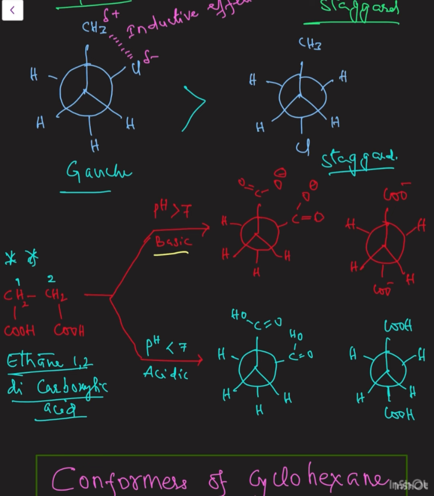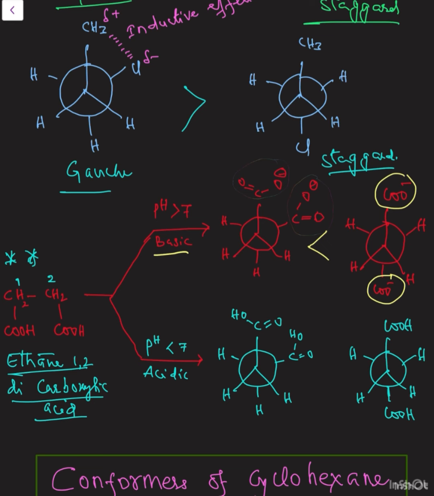COO minus. Bases are generally nucleophiles, so a minus charge is there. And here, with both COO minus groups, there is repulsion between the carboxylate ions. Because of repulsion, stability decreases. So this is less stable than the staggered compound, in which both COO minus groups are away from each other, so stability is more. But here both COO minus groups are side by side, both negative charges, so repulsions exist between them. Because of that, stability decreases in the case of the Gauche conformer.